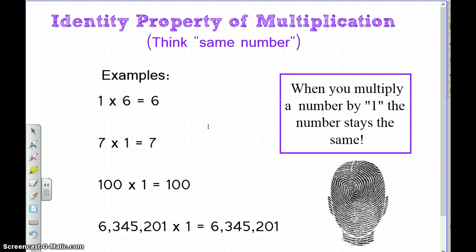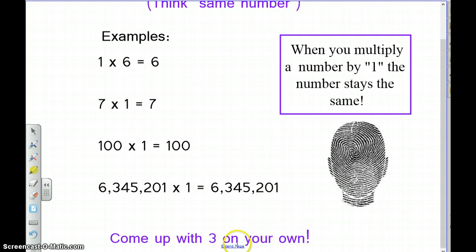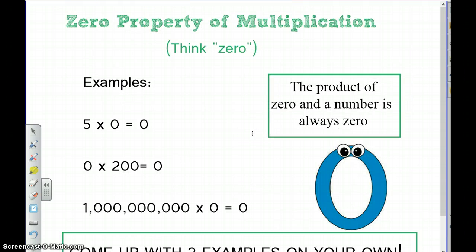In addition, the identity property was whenever you add 0 to a number, it doesn't change, right? The identity is maintained. So this one's a little bit different. It's when you multiply by 1. Okay? So I want you now to come up with 3 on your own. Come up with 3 example problems using the identity property for me. Okay? Alrighty. You can pause the video if you need to.